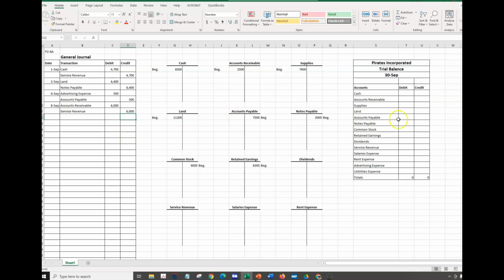September 10th, purchase supplies on account. So September 10th, when we purchase supplies on account, there's that term, on account, that means we didn't pay for it yet. But we got supplies. Supplies is an asset. So we will debit the asset because we want to increase supplies. The amount was $1,100. We haven't paid for it yet, but we do owe it, so we're going to credit accounts payable.